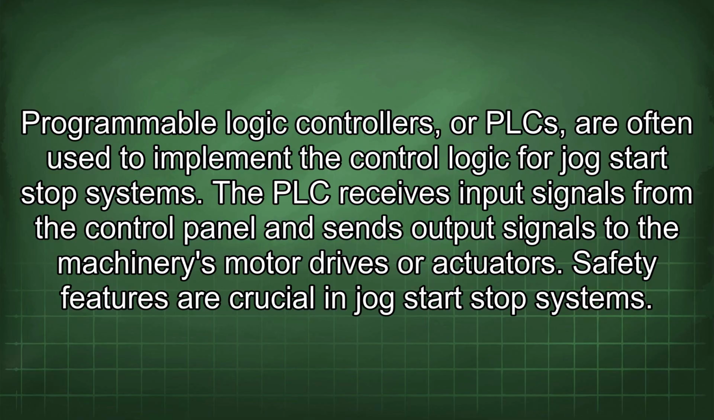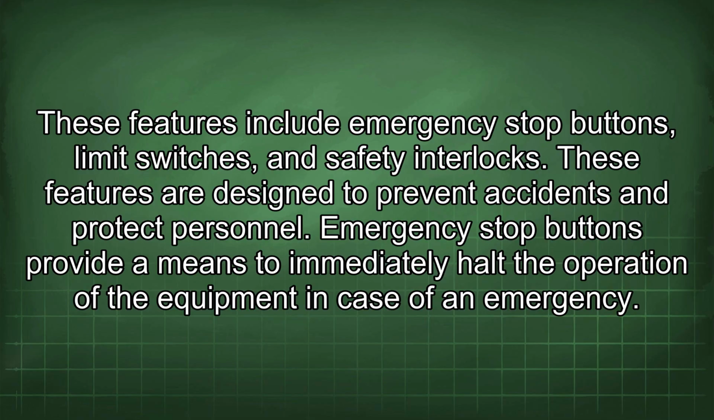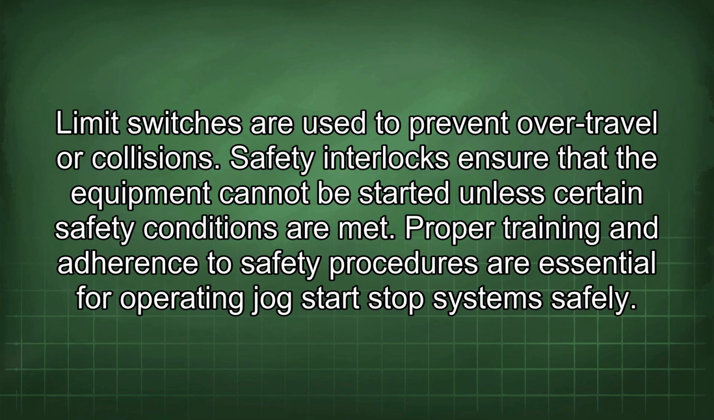Safety features are crucial in jog start-stop systems. These features include emergency stop buttons, limit switches, and safety interlocks. These features are designed to prevent accidents and protect personnel. Emergency stop buttons provide a means to immediately halt the operation of the equipment in case of an emergency. Limit switches are used to prevent over travel or collisions. Safety interlocks ensure that the equipment cannot be started unless certain safety conditions are met.